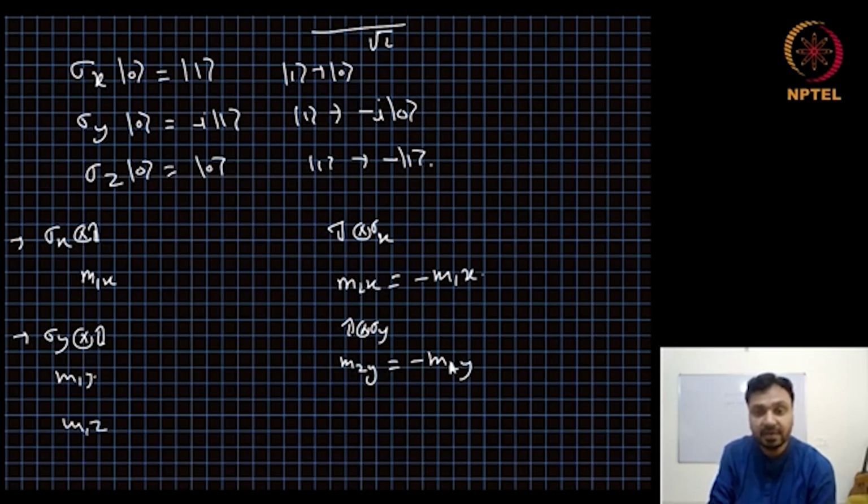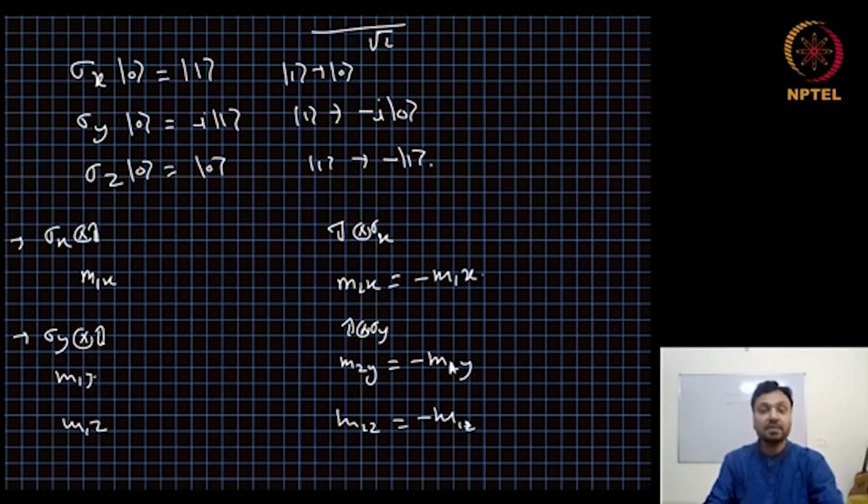So m2y will be equal to minus m1y. Similarly, m1z and m2z will have opposite outcomes. From here we can see two things. By performing a measurement on the first particle, we know what the outcome on the second particle will be if the measurement is performed in the same basis. So in that way, sigma x, sigma y, sigma z on the second particle are elements of physical reality, and m2x, m2y, m2z are the numerical values of those observables.